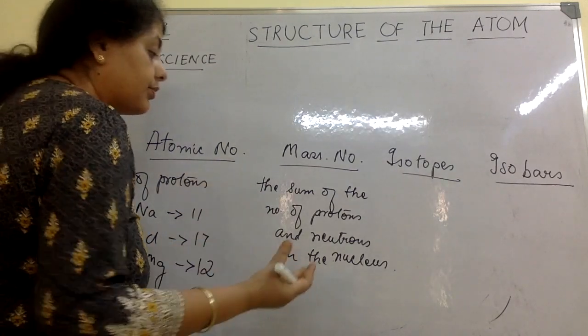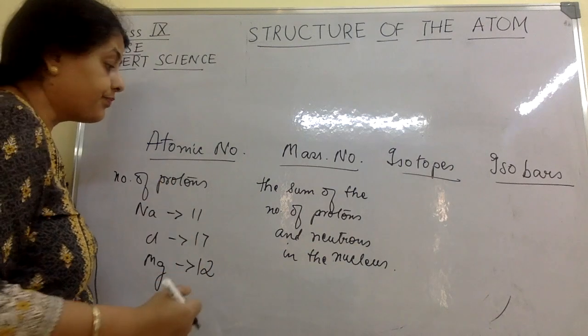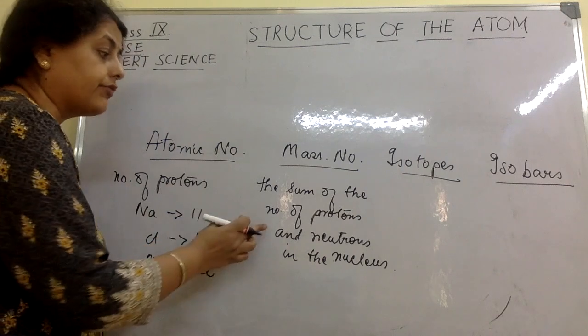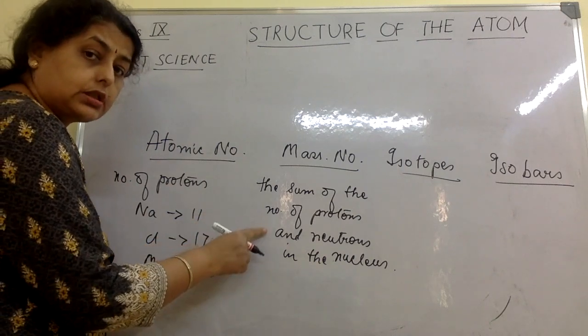Okay, mass number. How do we understand the mass number? If the other numbers are given, if the atomic number is given, we'll do small questions on this later on.